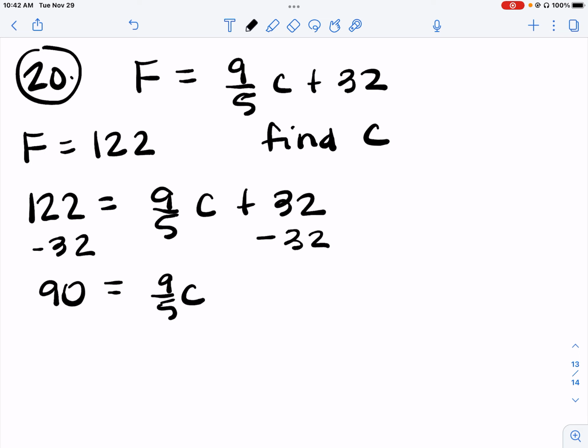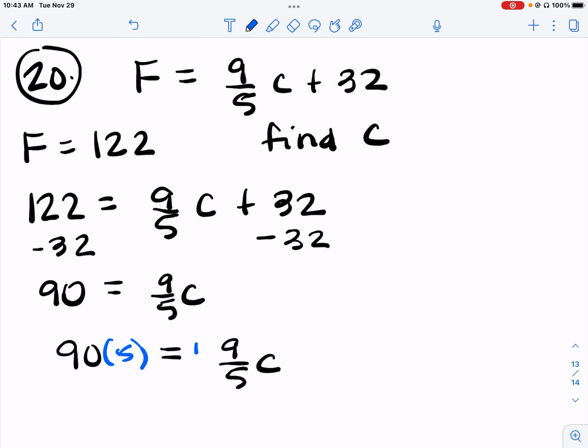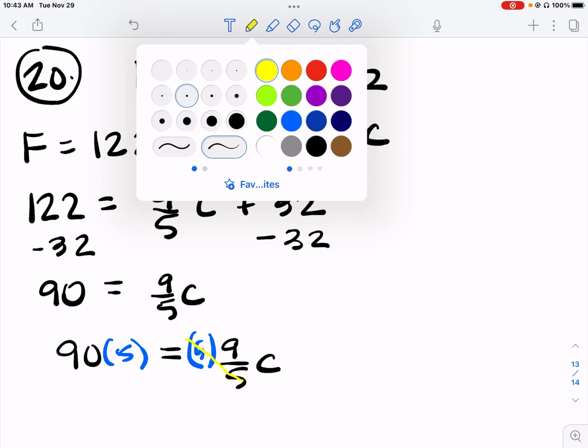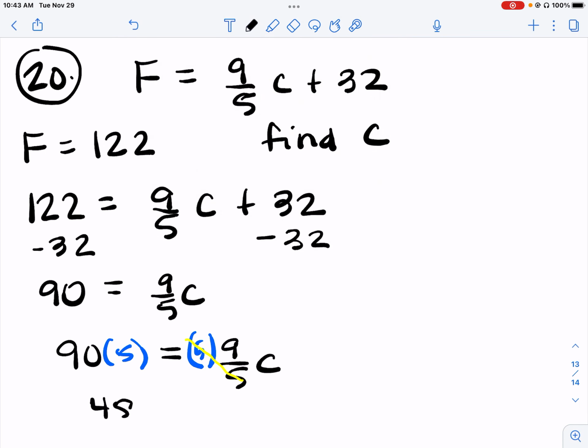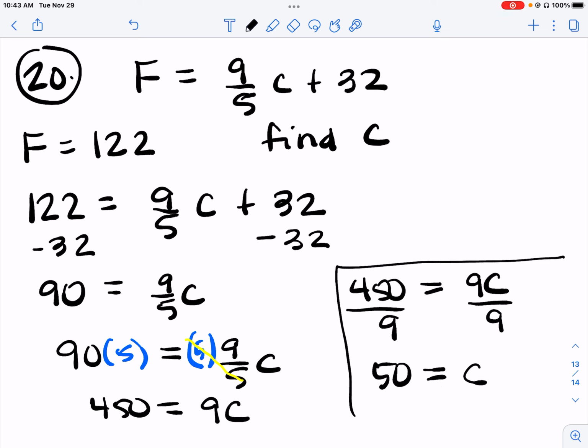Okay, now I can multiply by 5 on both sides. So I'm going to times 5, times 5. On the right side, that makes the 5's cancel. So I get 90 times 5. Okay, now I still have the 9. Now I can divide by 9 and get C equals 50. And that's the end of our review.